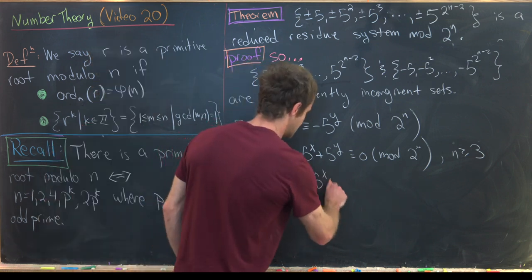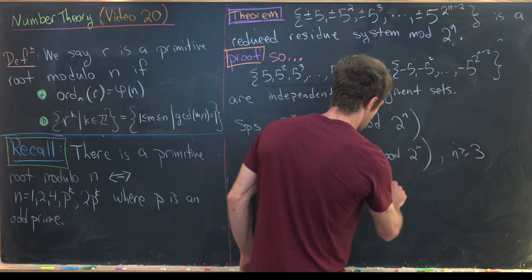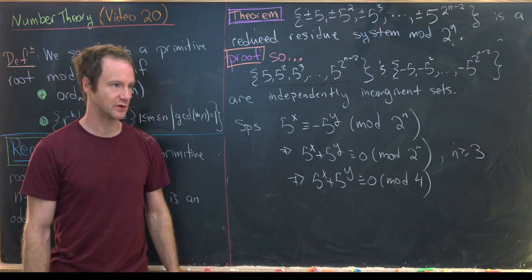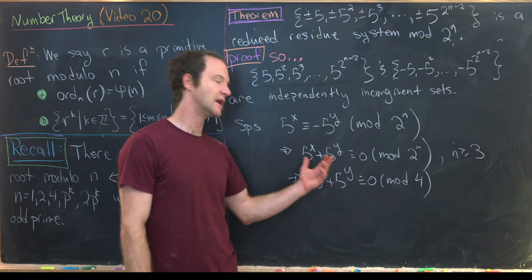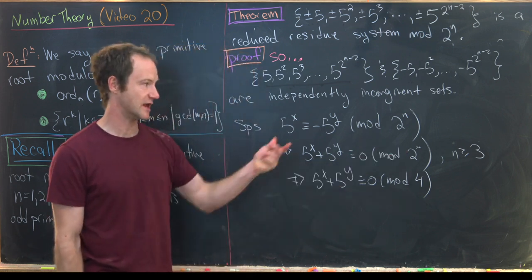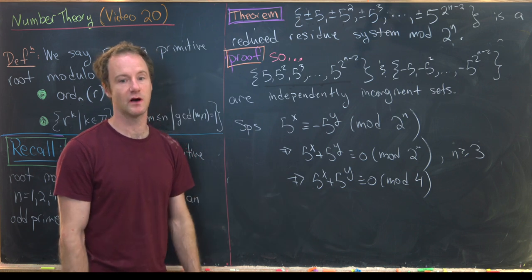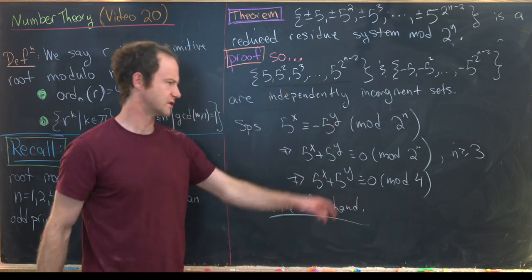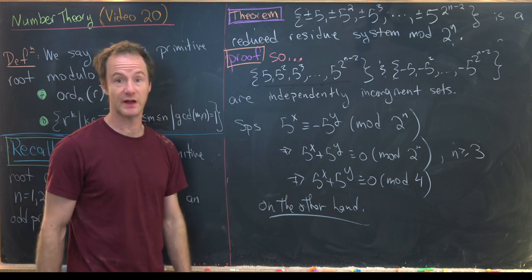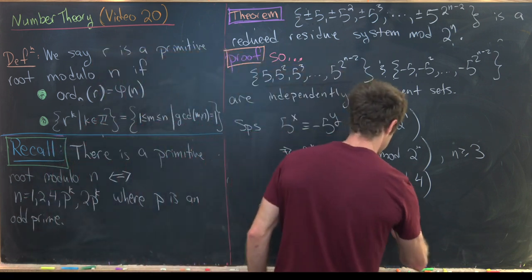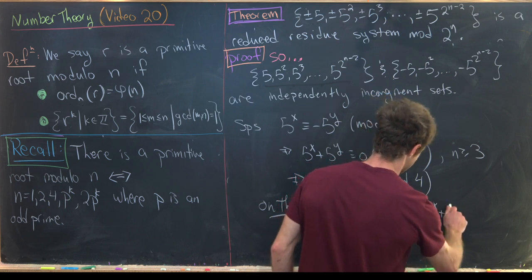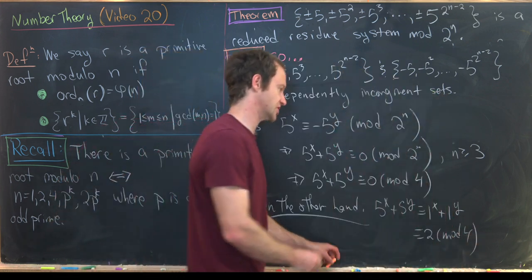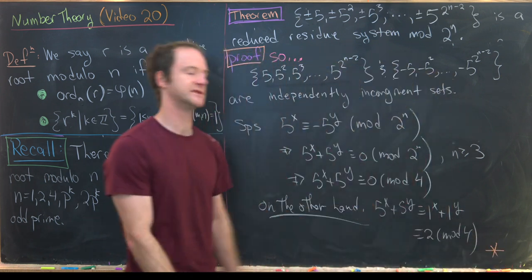That means that it must be congruent to 0 mod 4. So if you're congruent to 0 mod 8, in other words, if you're a multiple of 8, then you're automatically a multiple of 4. And furthermore, if you're a multiple of 2 to the n, where n is bigger than or equal to 3, then you're already a multiple of 4. But now let's, on the other hand, just reduce this equation mod 4 using plain old modular arithmetic. So 5 to the x plus 5 to the y is congruent to 1 to the x plus 1 to the y, which is congruent to 2 mod 4. So that gives us a contradiction because 2 is not congruent to 0 mod 4.